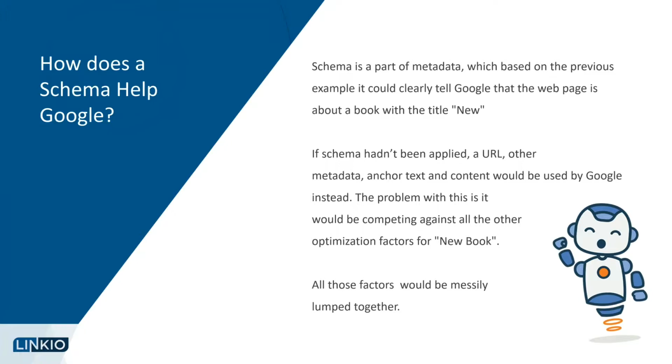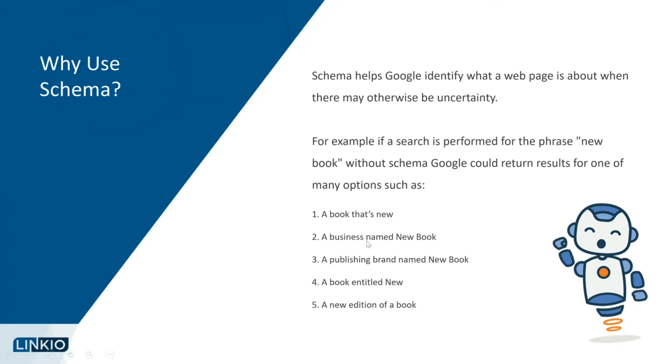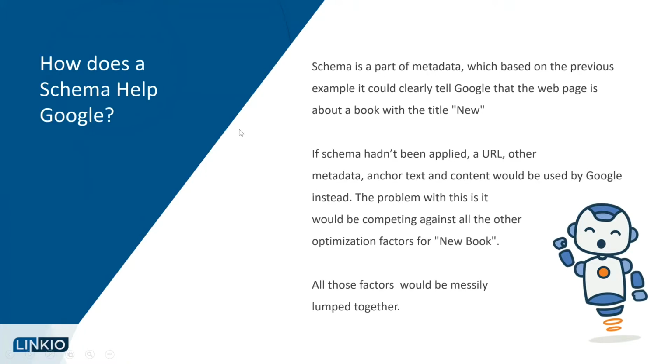And schema helps because it's metadata that tells Google clearly that this is a book with the title new. All right. If schema hadn't been applied, then Google would have to use the URL, the metadata, the anchor text, and the content to figure out relevance. And the problem would be that you're not just competing with other books with the title new, you're competing with all of these other things because Google doesn't know where to group you.